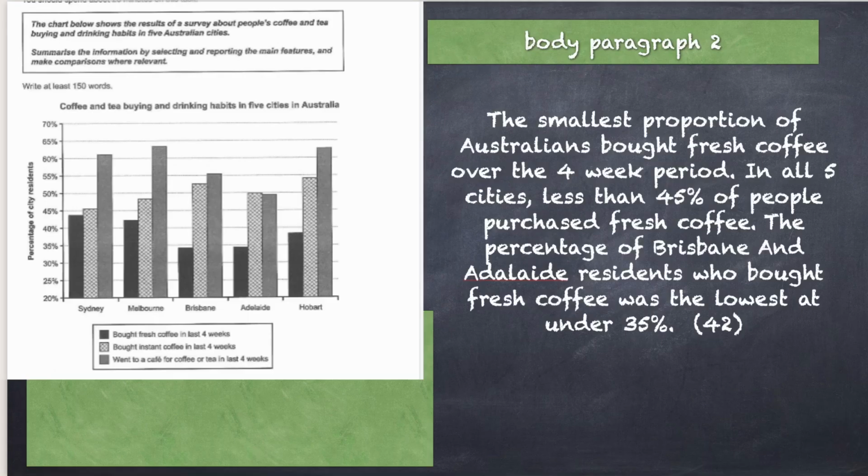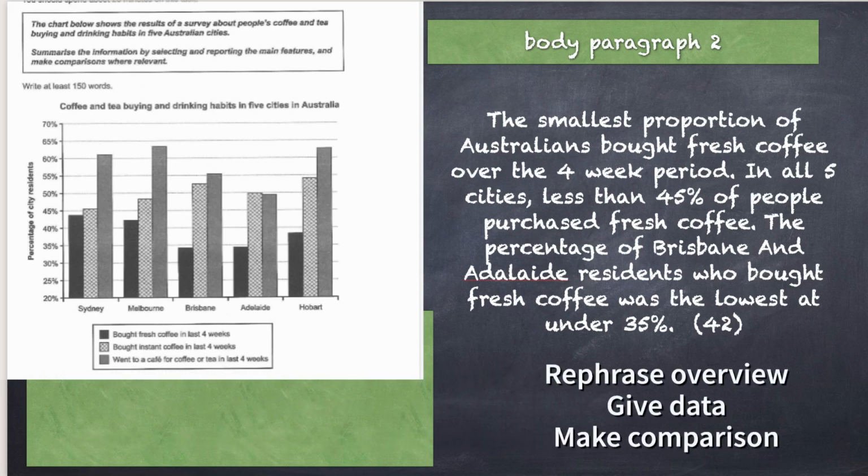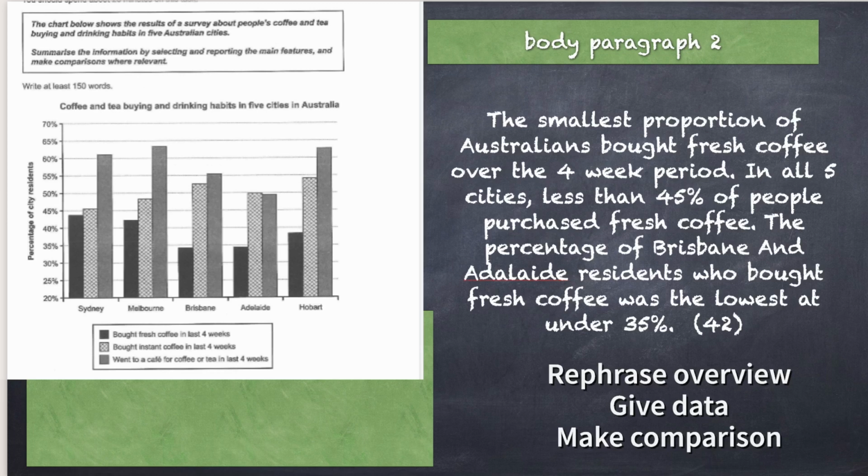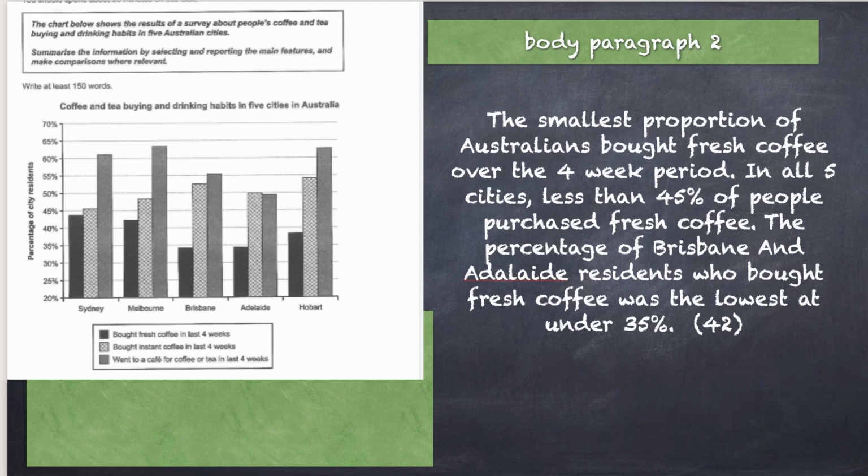It's not very long, only 42 words. I make sure that I repeat what I said in the overview, and then I add the actual percentages. And then I make some sort of comparison saying that Adelaide, of all of these, Adelaide was the lowest. Adelaide and Brisbane were the lowest. I'm not gonna worry about which one of those two is lower. They're both kind of equally lower.